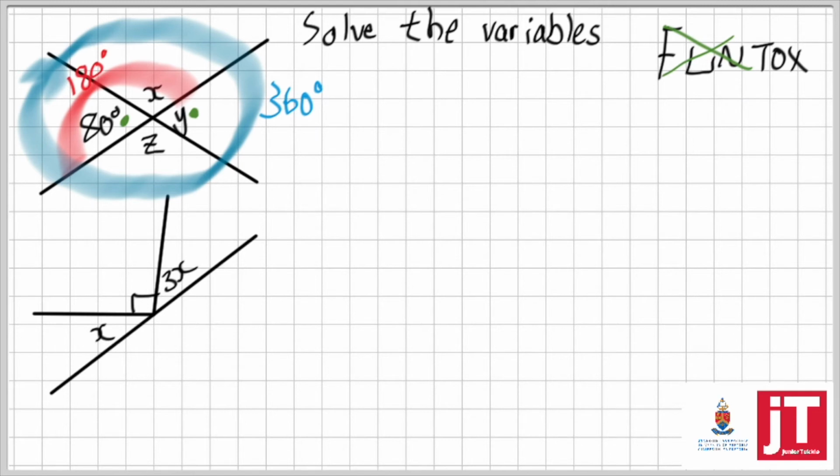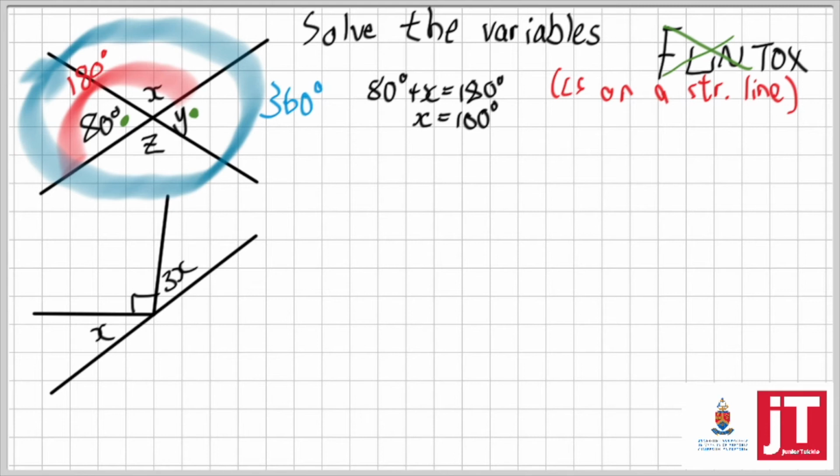So let's start with, first of all, solving x. So 80 plus x must be 180 degrees, and I have to write my theorem or my reason there. What number adding 80 to it gives me 180? Well, x must be 100. I love to, once I've calculated something, write it in on my sketch.